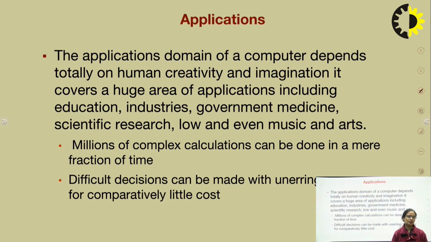Applications. The applications domain of a computer depends totally on human creativity and imagination. It covers a huge area of applications, including education, various industries where we require the management of resources, then the government, medicine sector, scientific research, and various other user applications. Millions of complex calculations can be done within a fraction of time. Difficult decisions can be made nowadays with the help of AI-based applications, and for this, the cost as compared to the human cost is very less.